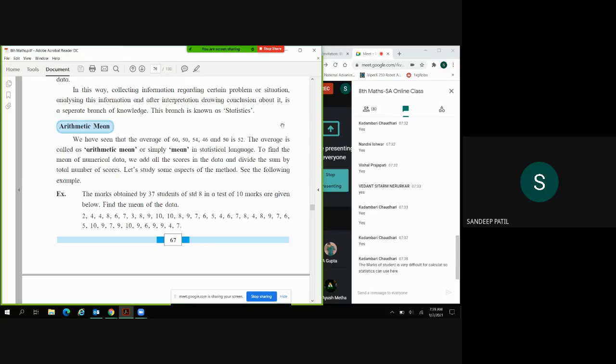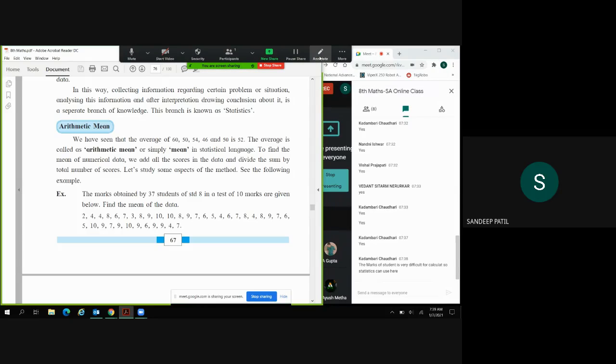So a good example is given here: the marks of a student are very difficult to calculate, so statistics can be used there. That's a good example, but how does statistics play a role there? It's not about calculating the marks. Suppose we run some quiz, right? So there will be some quiz data. According to the quiz, someone got 10 out of 50, someone got 20.